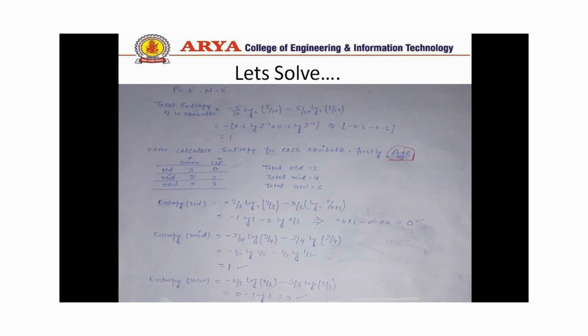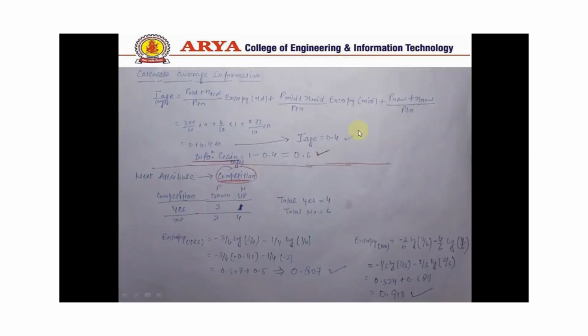So here we are calculating entropy for old by using the same formula. Here we are calculating entropy for mid by using the same formula, and here we are calculating the entropy for new by using the same formula. The values are 0, 1 and 0. So these are individual entropies. Now apply for information gain.